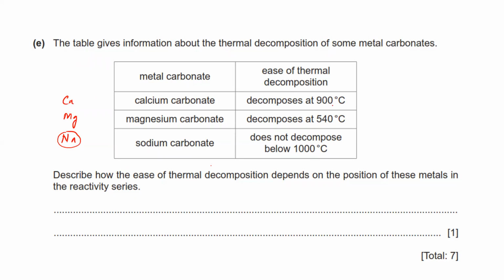So in the reactivity series, we have first of all sodium, potassium, calcium, then magnesium. So we see sodium at 1000 degrees centigrade, potassium no data given, calcium 900 degrees centigrade. So the higher in the reactivity series, the more difficult it is to decompose.